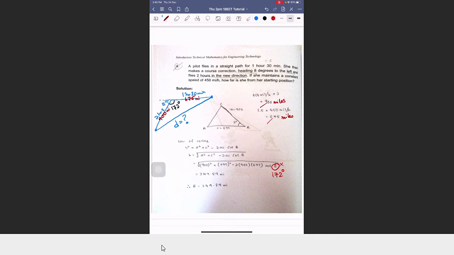So the rest of you, you just need to double check this. This is not the right answer. You just need to complete this one and get the right answer. This cosine is cosine 172 degrees. Has anybody completed this question? What's the answer here?